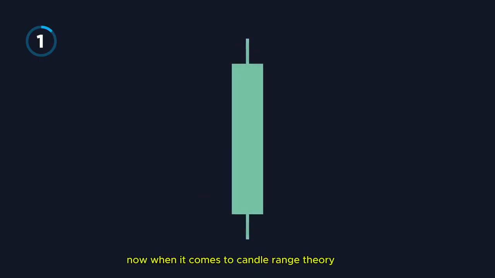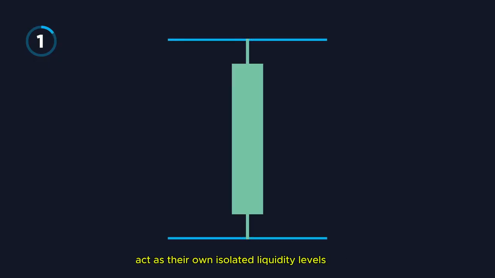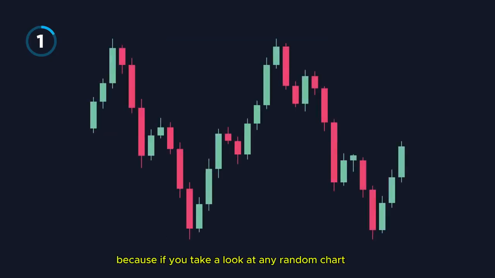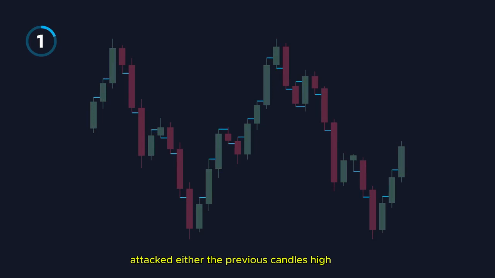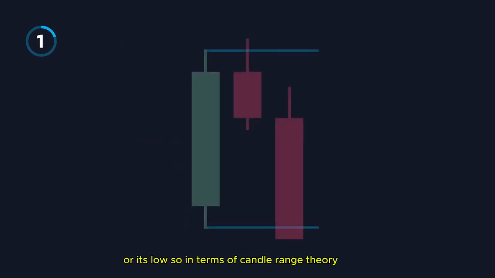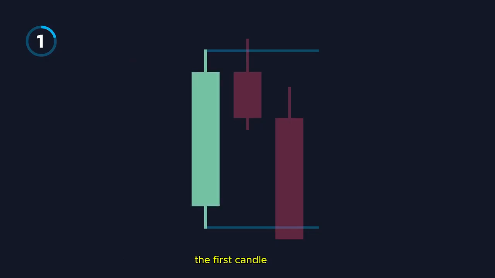Now when it comes to candle range theory, the belief is that both the top and bottom wicks act as their own isolated liquidity levels that the following candles will use as targets. And this makes sense, because if you take a look at any random chart, you'll see that almost every individual candle will have attacked either the previous candle's high or its low. So in terms of candle range theory, the first candle is simply used to define a range that we are interested in trading, and the upper liquidity level is called the candle range high, and the lower liquidity level is called the candle range low.